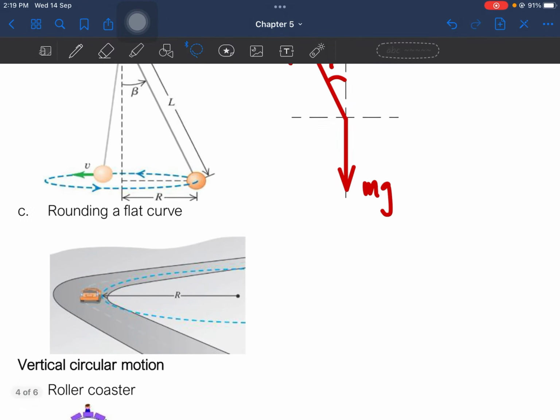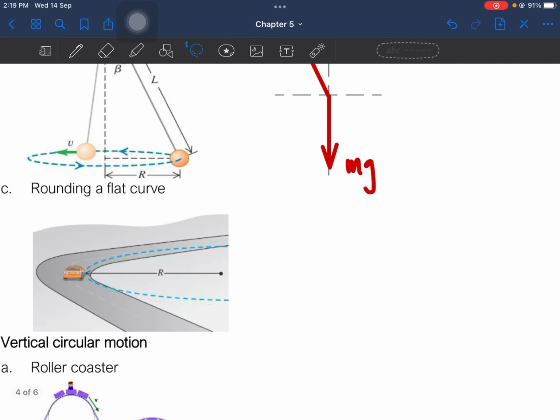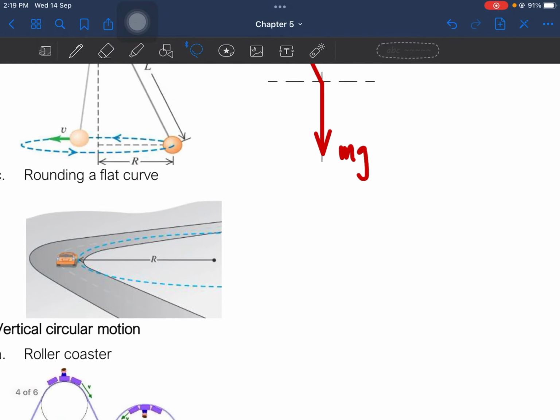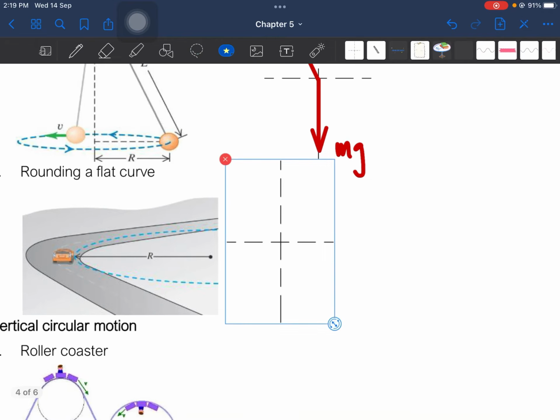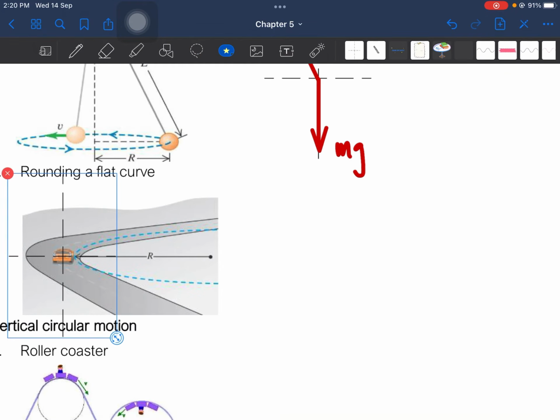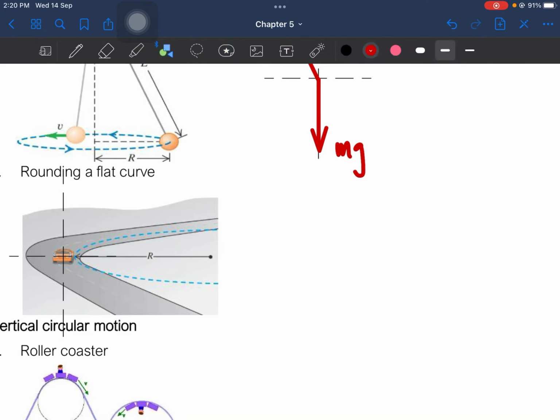Okay, then let's look at rounding a flat curve. This is like when we go through a roundabout. We are driving, and we want to go through the roundabout. Let's draw the free body diagram. Again, the axis is at the object, and we have the weight of the car. Remember, weight must always point straight downwards. Don't go drawing it some other way, that is wrong.